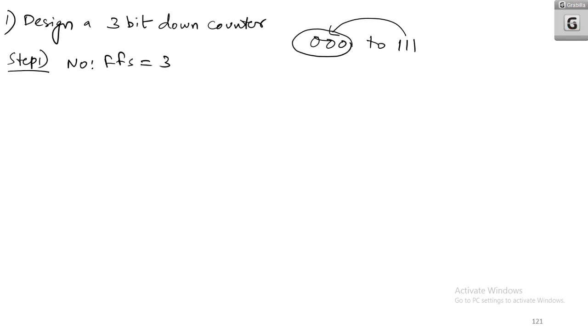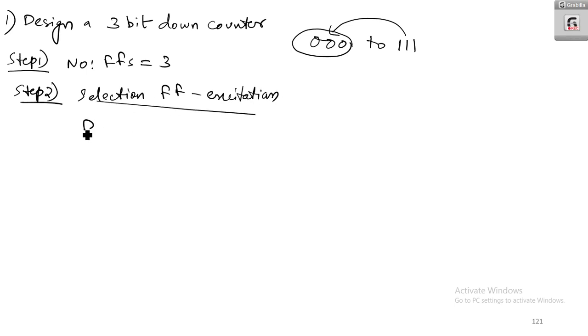We should count back. So step 2 is I need to select which flip-flop. Selection of flip-flop and drawing its excitation table. So here I am going to use D flip-flop. Because nothing is specified, so I can go for D flip-flop or delay flip-flop. So how do you draw the excitation table of D flip-flop?